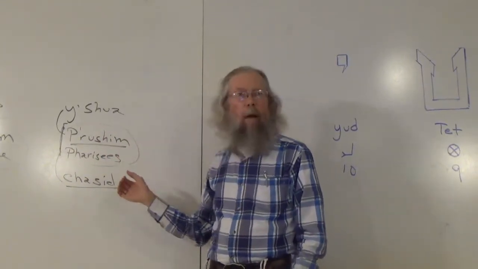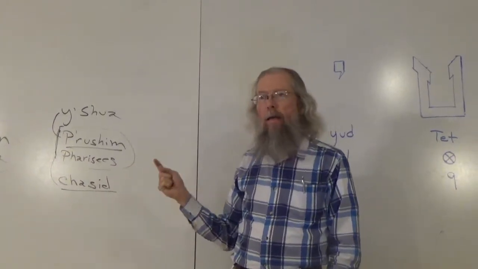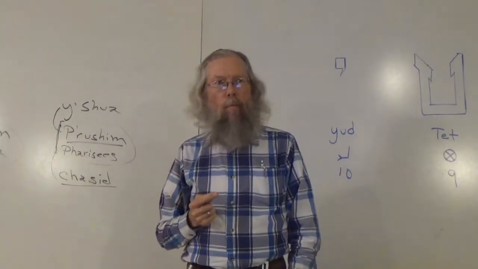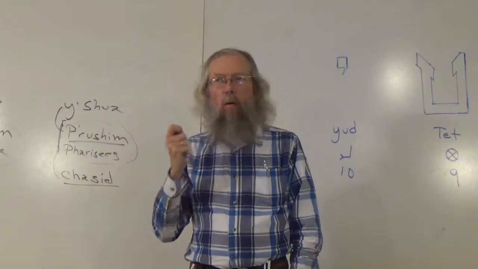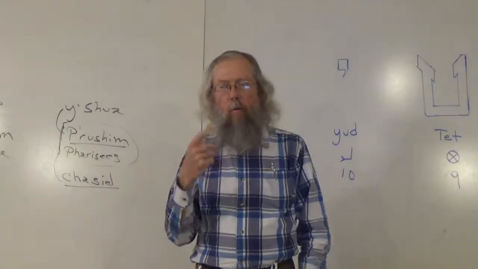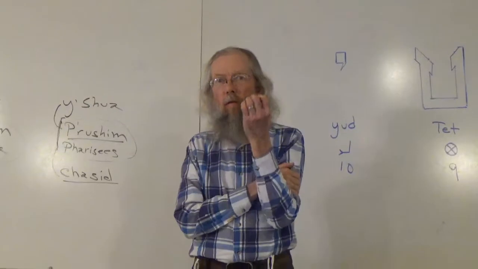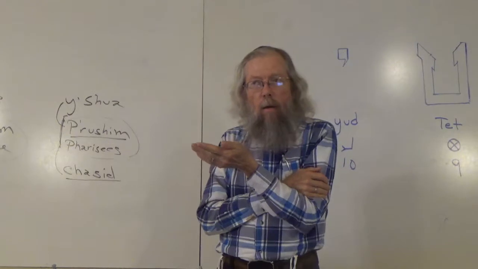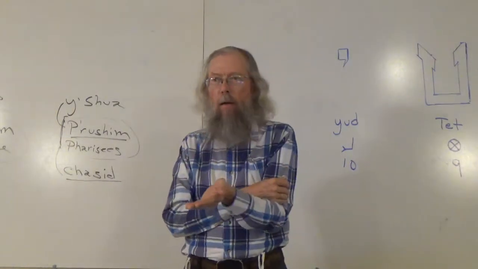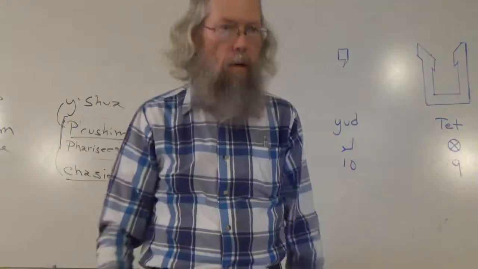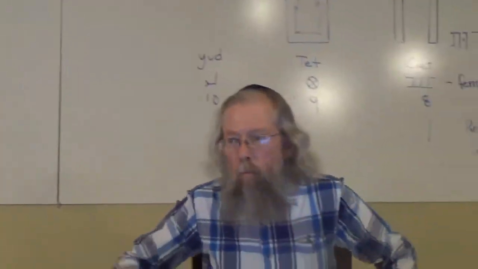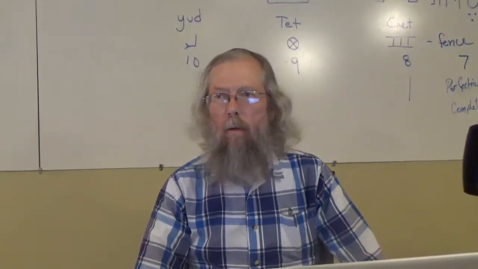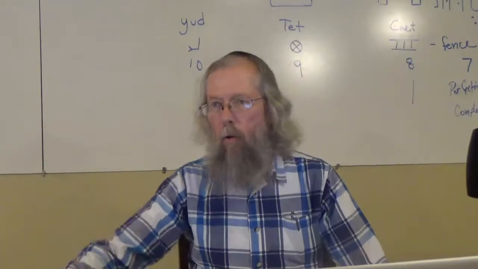The head of the Prushim was Gamliel. Gamliel is Rav Shaul's rabbi. He's his teacher. And so Rav Shaul says that he sat at the feet of Gamliel. What does that mean? To sit at the feet of the rabbi. Does anybody know what that means? Right here. To sit at the feet of the rabbi, right here. The closer you were to the rabbi, the closer you were to the rabbi.